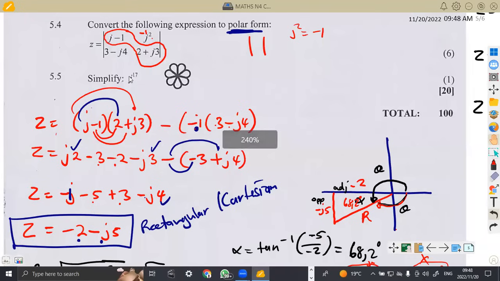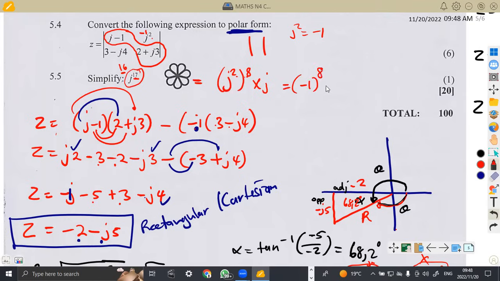Okay, last question: simplify j to the exponent of 17. So how do I simplify j to the exponent of 17? We are supposed to write this in terms of j squared. 17 is not an even number, so you target the number that is before 17, which is 16. So j to the exponent of 2 to the exponent of 8, 2 times 8 is 16. So we've got 16, but we are left with 1 j so that it can give us the exponent of 17. J squared, knowing that j squared is -1.